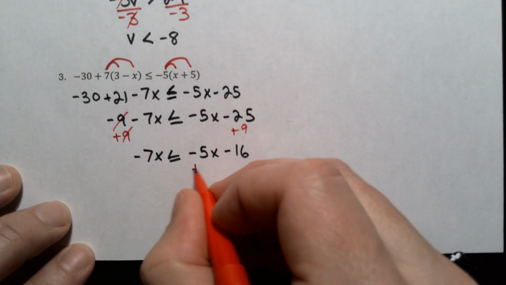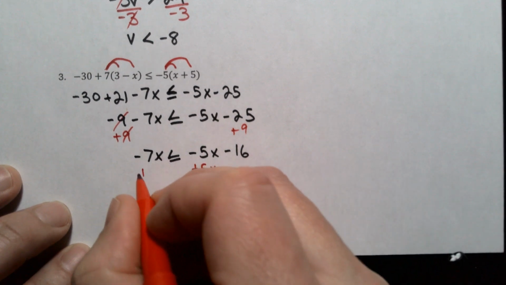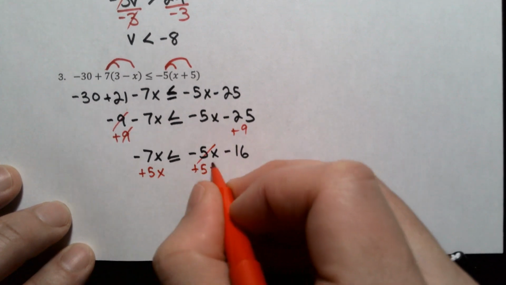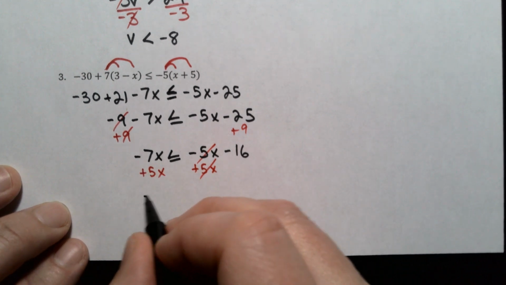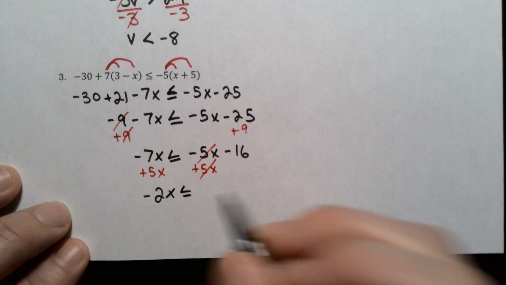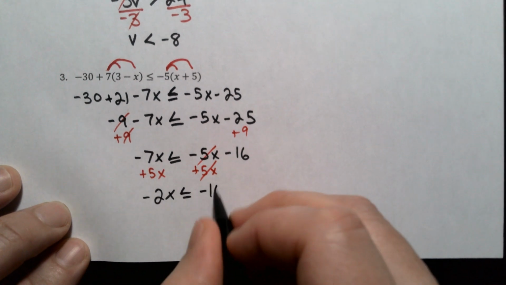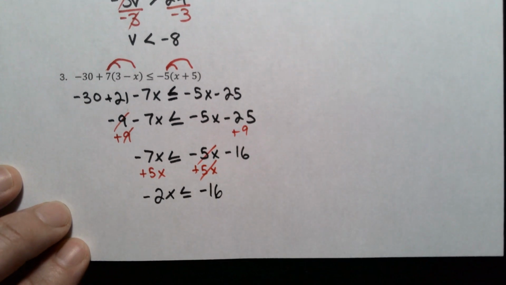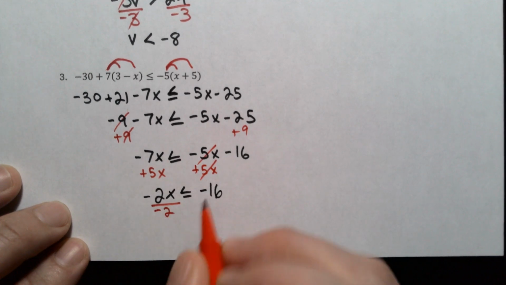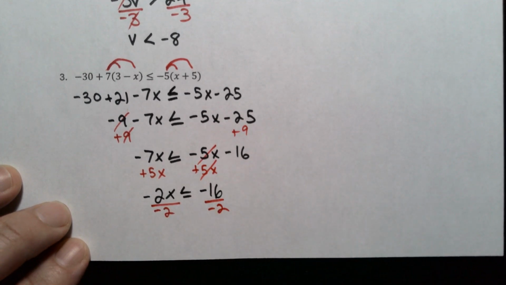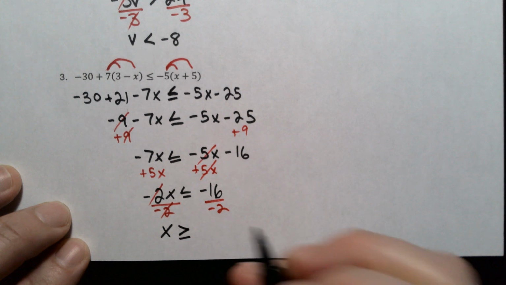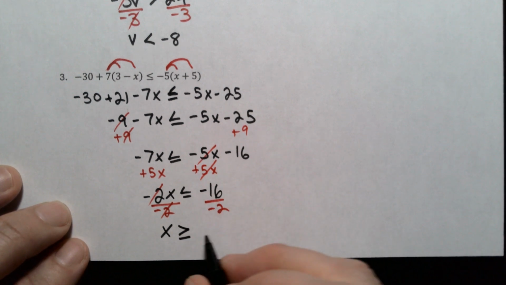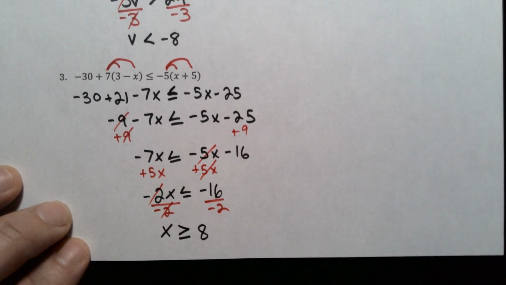I'm going to add 5x to both sides, so it'll make it cancel out there. Negative 7x plus 5x is negative 2x, is less than or equal to negative 16. And then finally, we want to divide by this number in front of x, so I'll divide by negative 2. And remember, since we're dividing by a negative number, the inequality is going to flip directions. So it's x is greater than or equal to, and negative 16 divided by negative 2 is 8. And that's it.